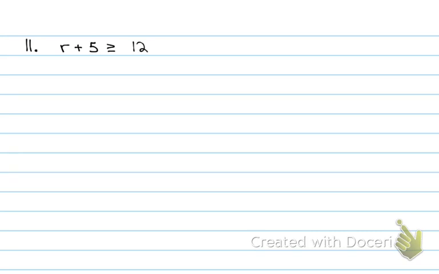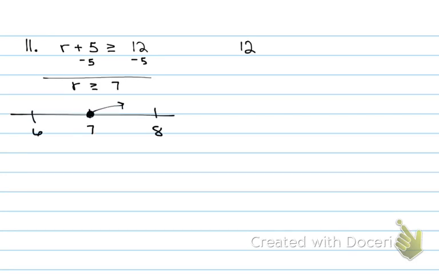All right, what do I do to both sides? I went ahead and just switched them around. Subtract by 5. Subtract by 5. R is greater than or equal to 7. Close dot on the 7. Arrow going right. What happens to the double negative on number 12?